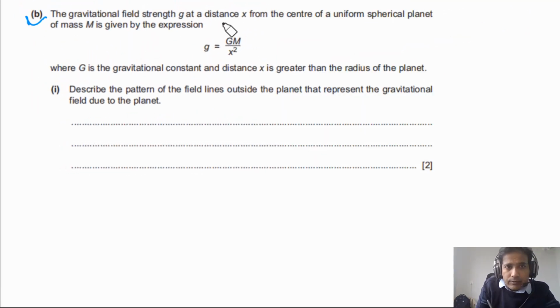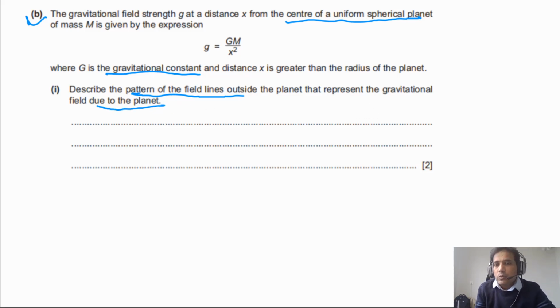Part B says the gravitational field at a distance x from the center of a uniform spherical planet of mass capital M is given by the expression, where G is the gravitational constant and distance x is greater than the radius of the planet, meaning the point is outside of the planet. Describe the pattern of the field lines outside the planet that represent the gravitational field due to the planet. So how can we answer?